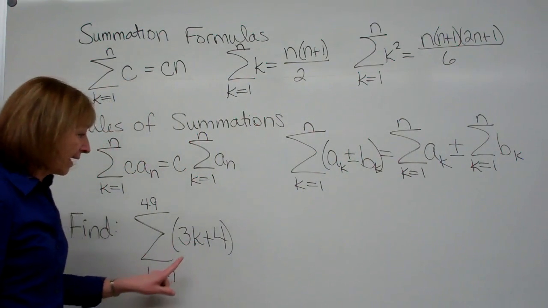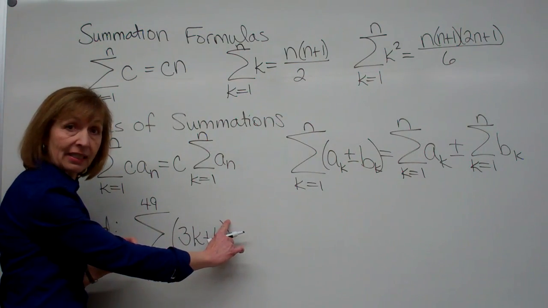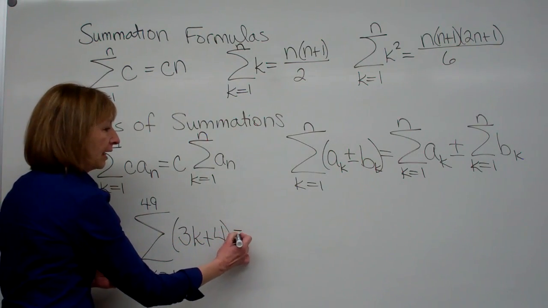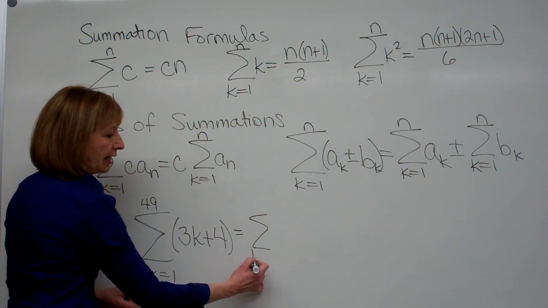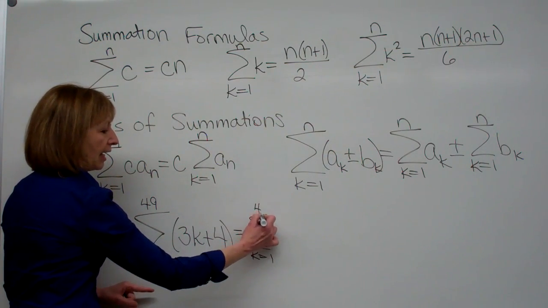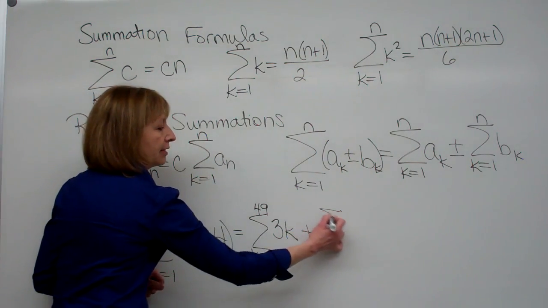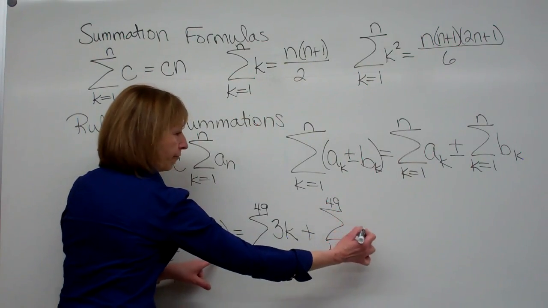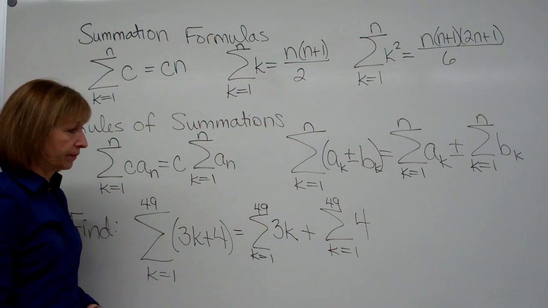Now, how will we apply that here? Well, I make sure that I don't have any power on my parentheses. If I did, I would need to FOIL that out so that I would have it term by term. And then I'm going to apply that property. So I'll have the summation k equals 1 to 49 of 3k, and then plus the summation k equals 1 to 49 of 4.